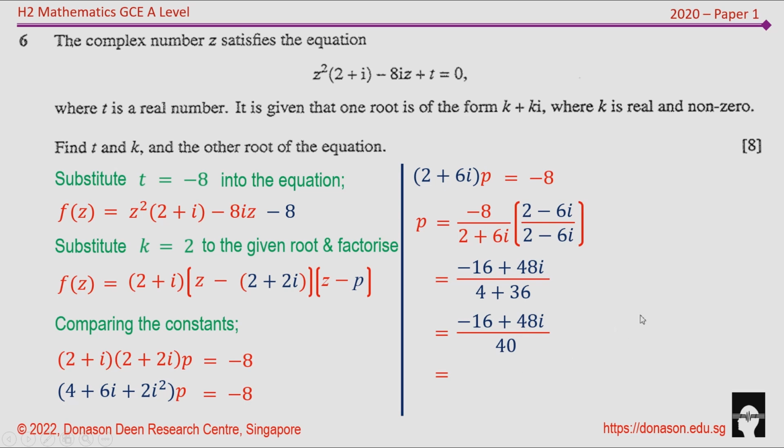So now we can split this up into minus 16 over 40, which is going to give us negative 0.4, and 48 over 40 is going to become 1.2, and there we have the value of p, which is basically the other root of the equation which we were asked to find. Therefore minus 0.4 plus 1.2i is the second root of the given equation.